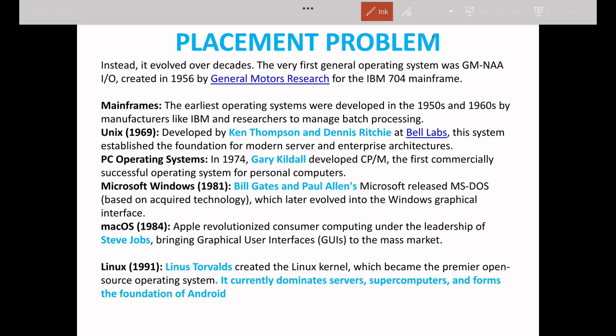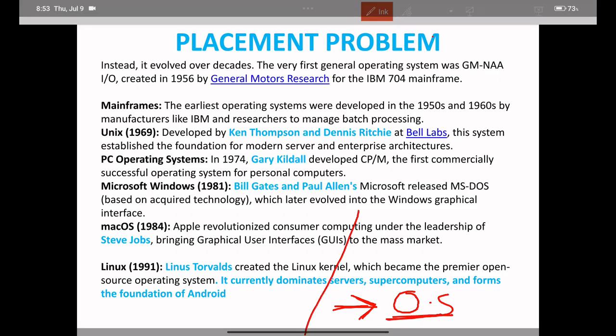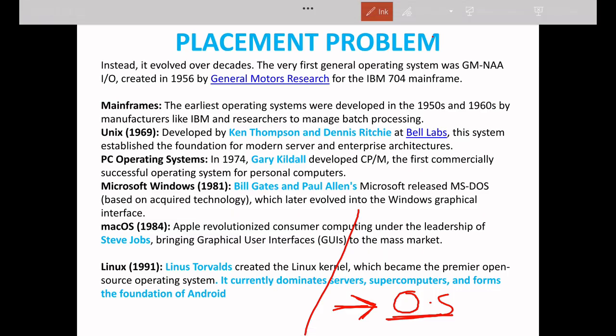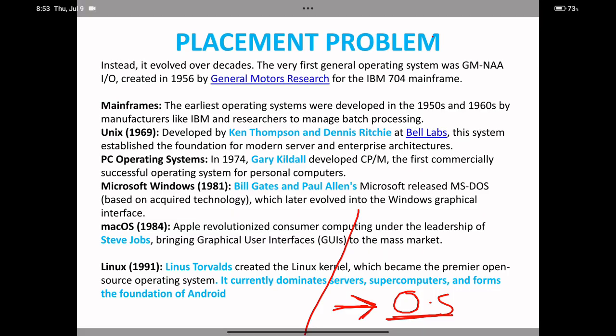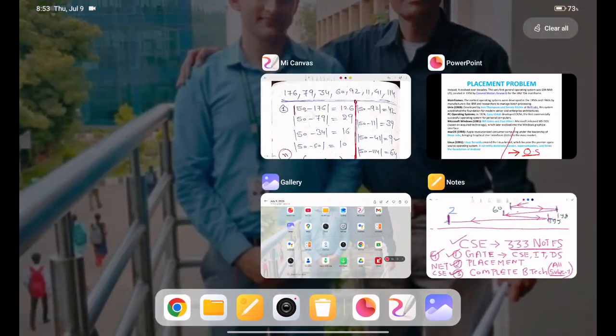This is very important. Number one, what is the definition of operating system? First question. You have to remember, operating system is a platform to execute all applications. Question, what is an application? Now see here, I will show what an application is.